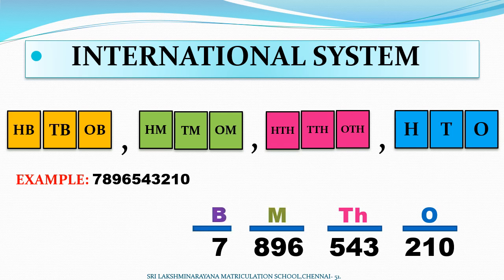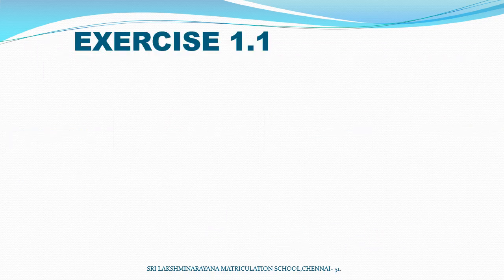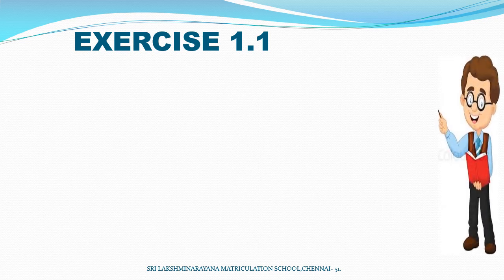4, 5. These three digits will be placed under thousand period and the second comma will be placed before 5, and the next three digits will be placed under million period and the third comma will be placed before 8. So the last digit belongs to billion. Now let us read this number. 7,896,543,210.